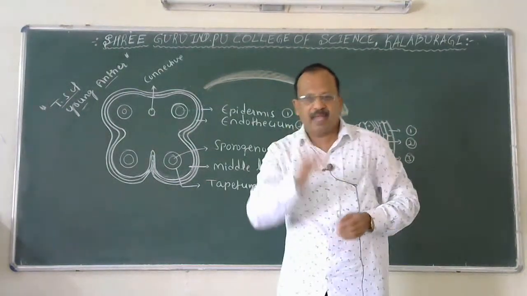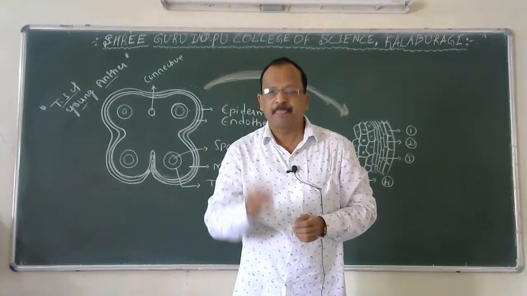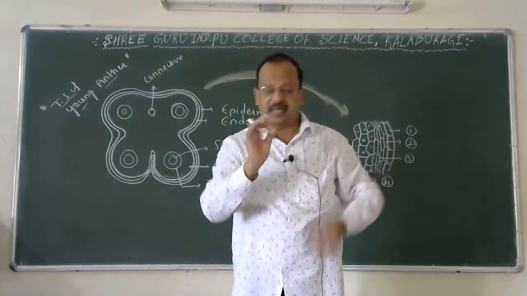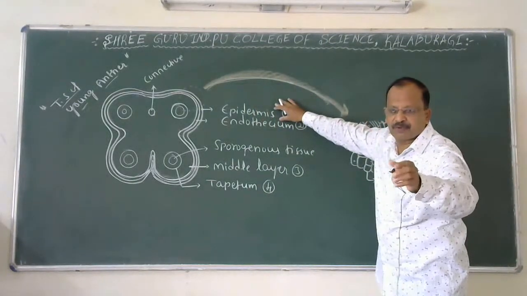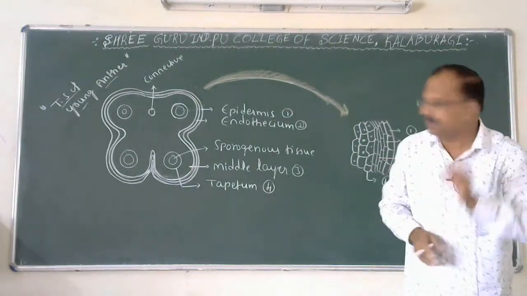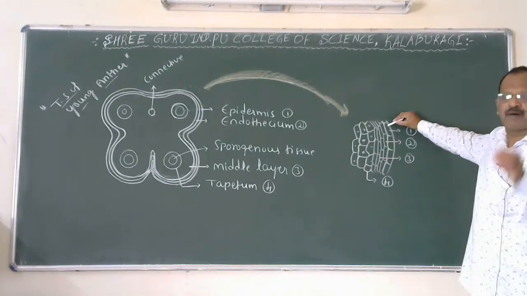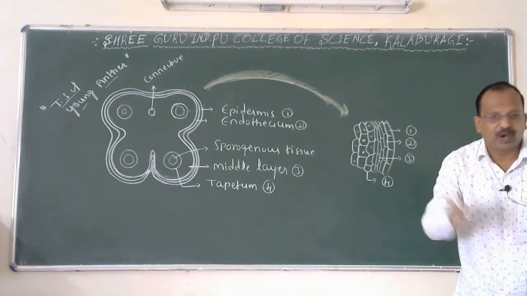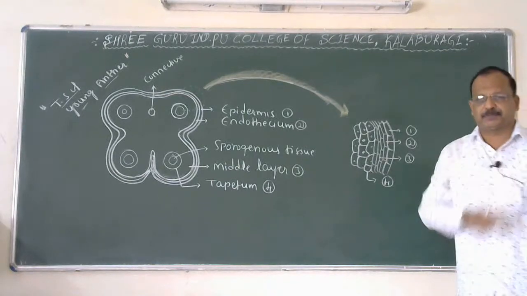Epidermis. The name epidermis is derived from Greek. Epi means upon, derma means layer. So epidermis is the outermost layer. It is made up of barrel-shaped cells. Cells are tightly arranged or compactly arranged without any intercellular space.